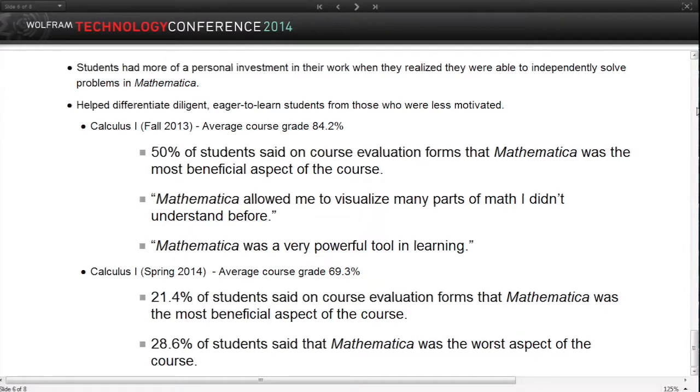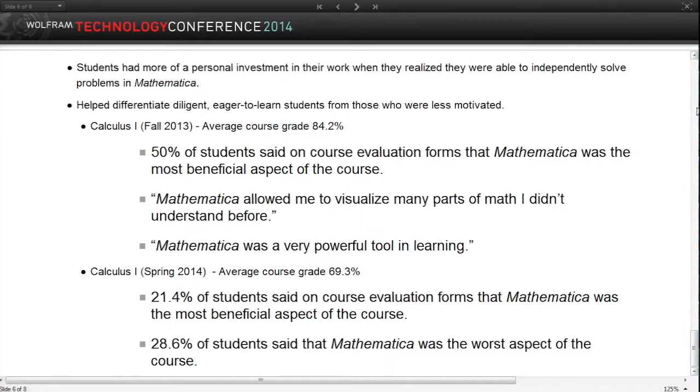So I'm comparing Calculus 1. I taught it last fall, and then I taught it again in the spring. When I taught it in the fall, the average course grade was 84%. The students in the fall were very diligent. They were hardworking. When they encountered gaps in their previous learning, they put in the effort to improve on their mistakes and to fill in those gaps from anything they might have missed in high school.